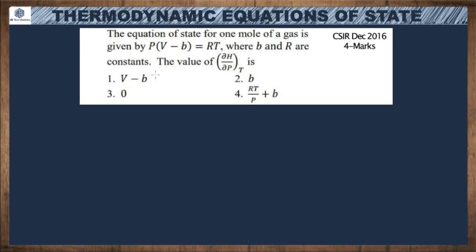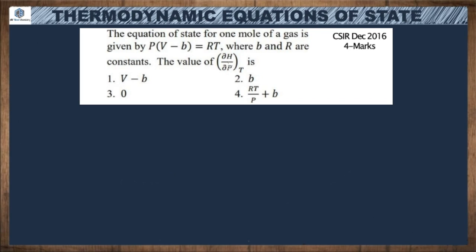This question was asked in CSIR December 2016, and it was asked for 4 marks. It says that the equation of state for 1 mole of gas is given by this. This is the equation given to you, where B and R are constants.